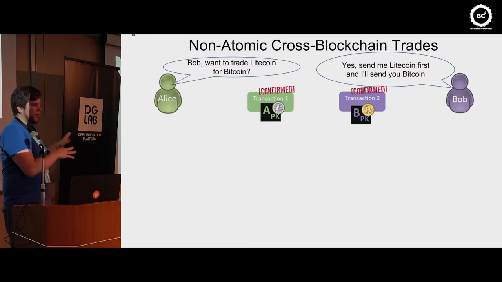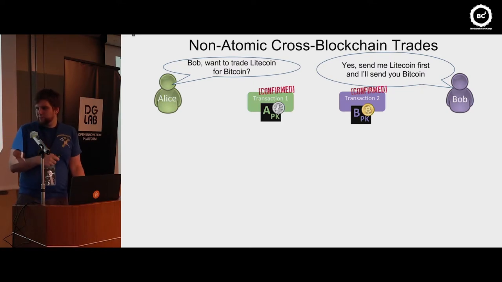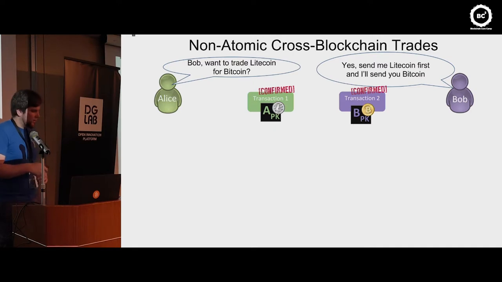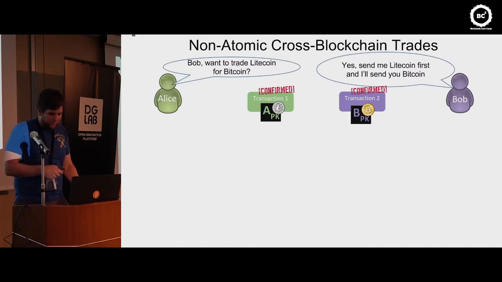So the first example we're going to look at is cross blockchain trade or swap that is non-atomic. So as before, Alice asks Bob if he wants to trade. But unlike before, the trade is for Litecoin for a Bitcoin. So transaction 1 is on Litecoin's blockchain, and transaction 2 is on Bitcoin's blockchain.